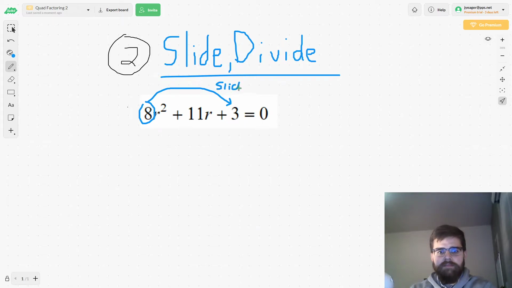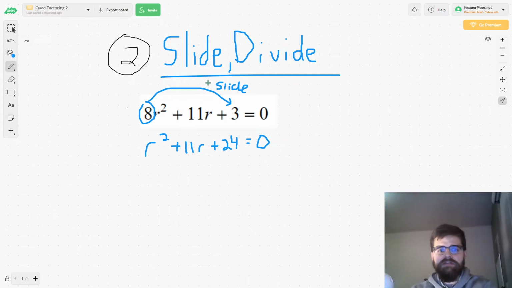So we start by sliding. We get r squared plus 11r plus 24. Okay, so I took 8 and I shoved it into the end here, so I get 8 times 3 is 24. We've done something kind of illegal here, but we're not going to worry about that right now, because this is a trick that's going to work really well for us.